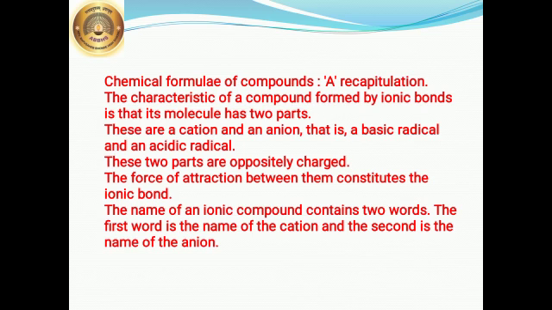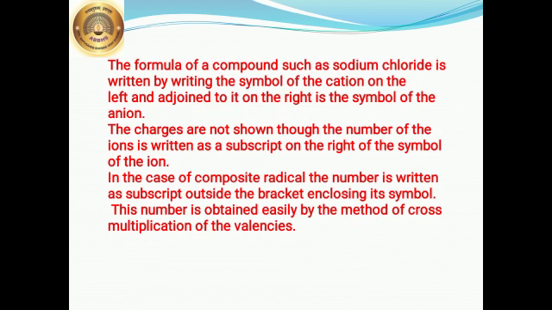Now let us see how we are going to write it. The formula of a compound such as sodium chloride is written by writing the symbol of the cation at the left hand side and then the anion, that is NaCl. The charges are not shown. The number of ions is written as a subscript on the right hand side of the symbol of the ion. In the case of a composite radical, the number is written as the subscript outside the bracket enclosing its symbol. This number is obtained easily by the method of cross multiplication of the valencies.